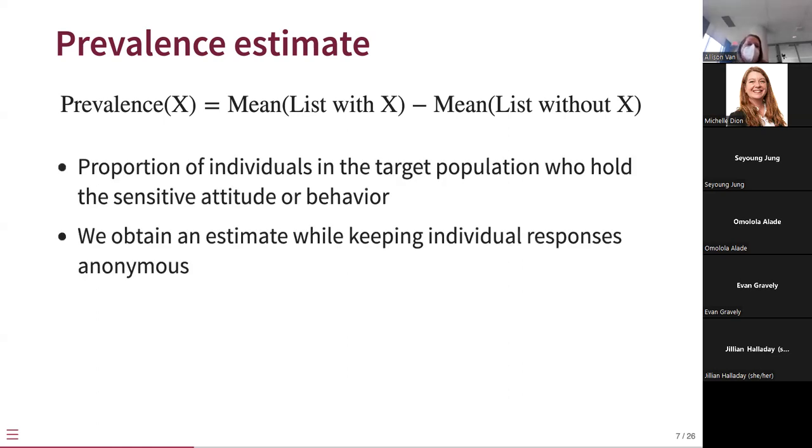In this context, we interpret that prevalence estimate as the proportion of individuals in the target population who hold the sensitive attitude or behavior of interest. And the main feature of doing these experiments is that we're obtaining that population estimate without knowing the individual responses.